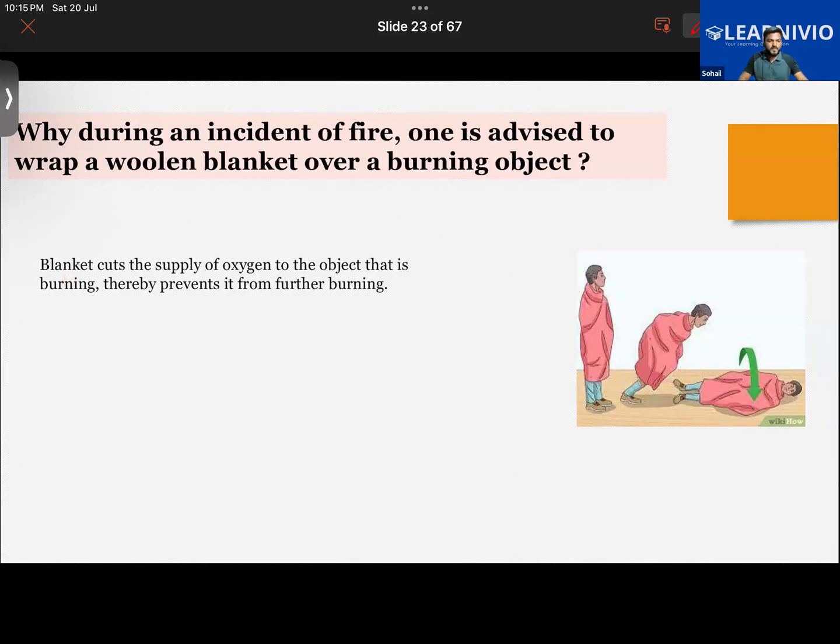Blanket cuts the supply of oxygen to the object that is burning, thereby prevents it from further burning. Right. So the blanket is cutting off the supply of oxygen, because oxygen is a supporter of combustion. So once you cut off the supply of air or oxygen, the fire would be put off.